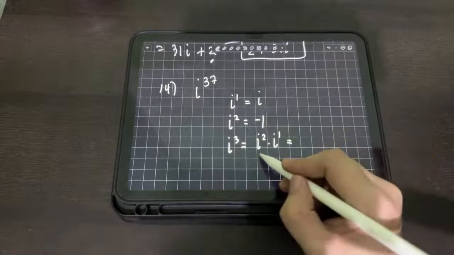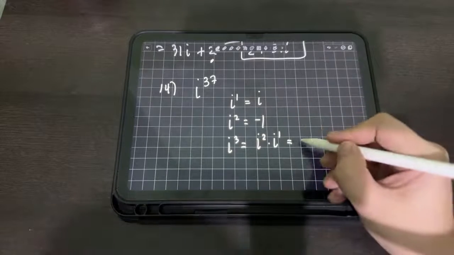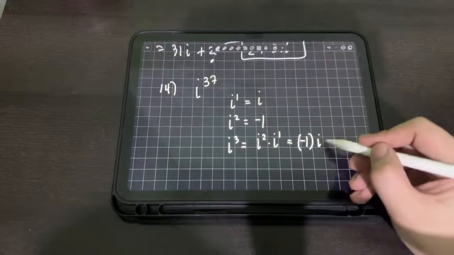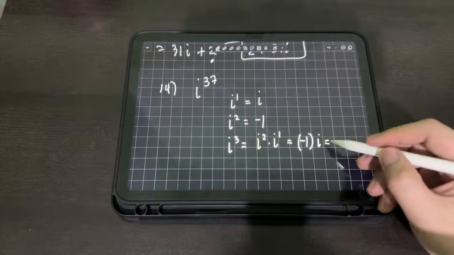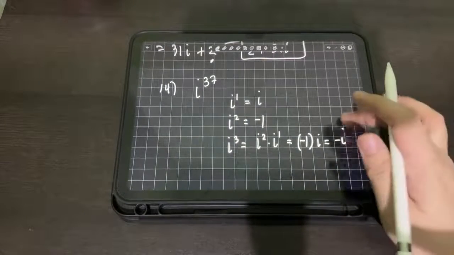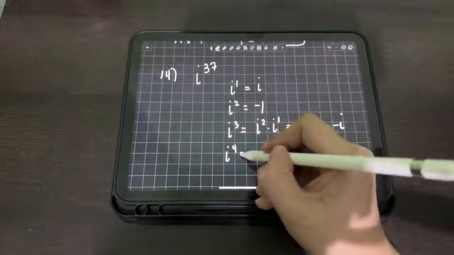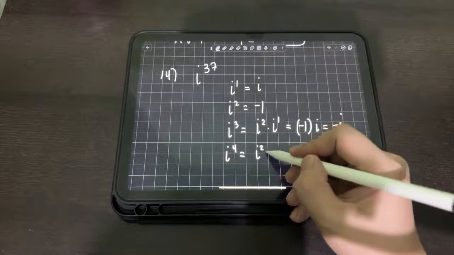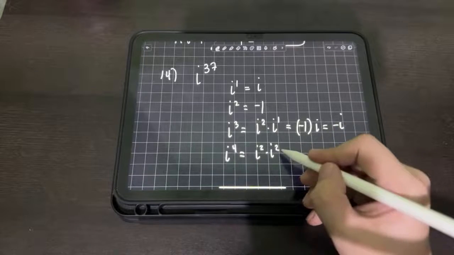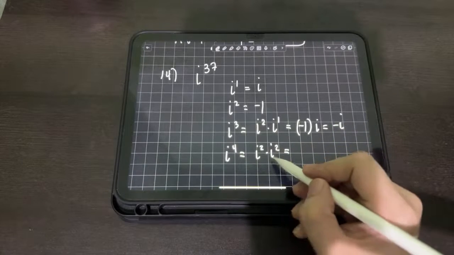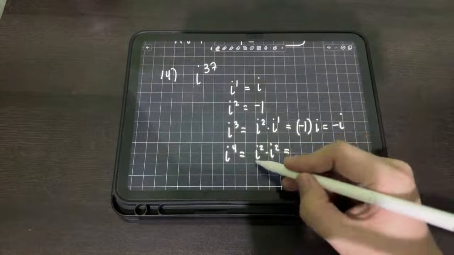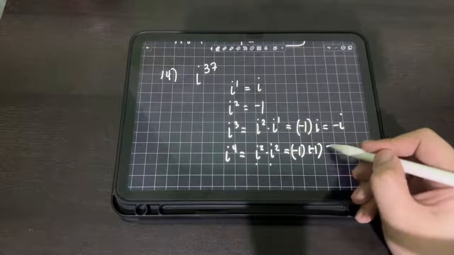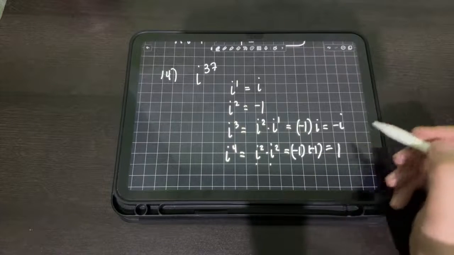We know that i squared is negative 1, right? So we have negative 1 times i to the first, or simply negative 1 times i, negative i. How about i to the fourth? This time we can split the power i to the fourth into i squared times i squared. But we already know that i squared is equivalent to negative 1. So we have 2 i squared. We multiply negative 1 times negative 1, and negative 1 times negative 1, that's 1.